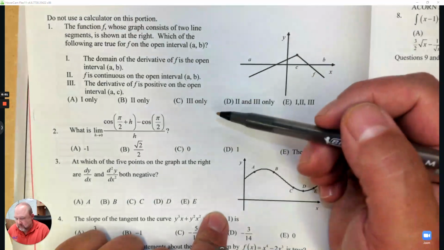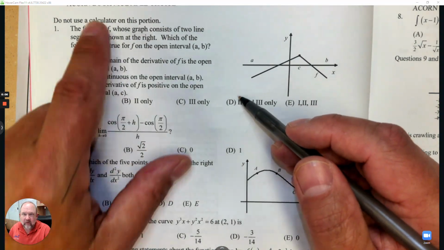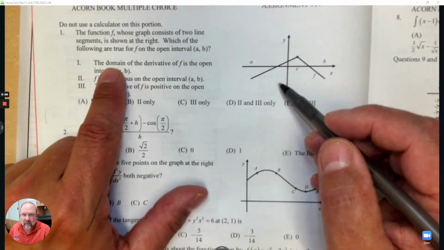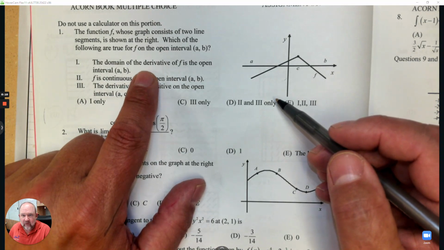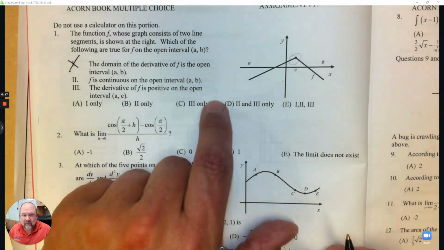Here are the solutions to review assignment number 17. I think we can do it in the book. Let's see. You're given a function and then questions about it. The domain of the derivative is open from A to B. So I see this corner right here, so there's definitely one that is undefined in terms of that interval.